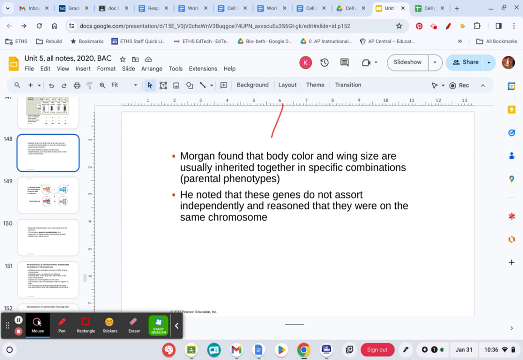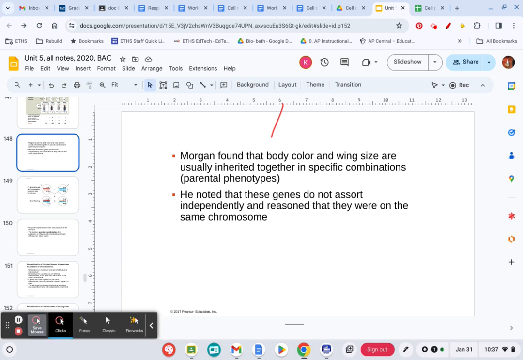So Morgan found that body color and wing size are usually inherited together in specific combinations, those being the parental phenotypes. But occasionally, the genes did not assort independently. He noted that these genes do not assort independently, and he reasoned that they were on the same chromosome. Now, occasionally, you did see the numbers being different, and that's because that infrequent crossover snapped it in just the right spot to split those guys apart.